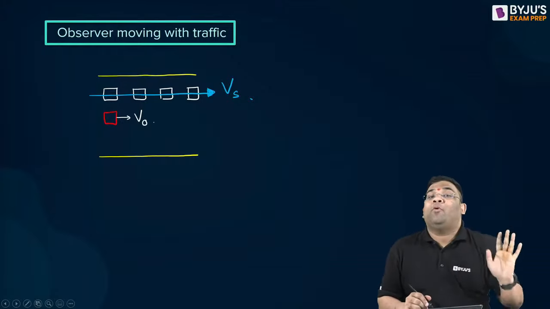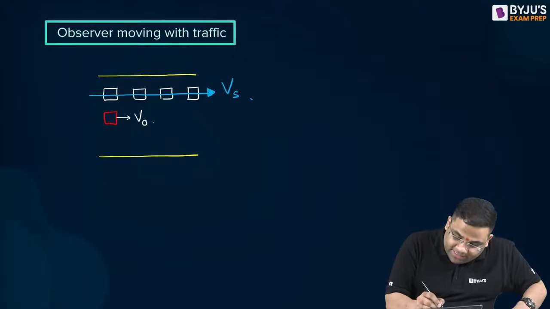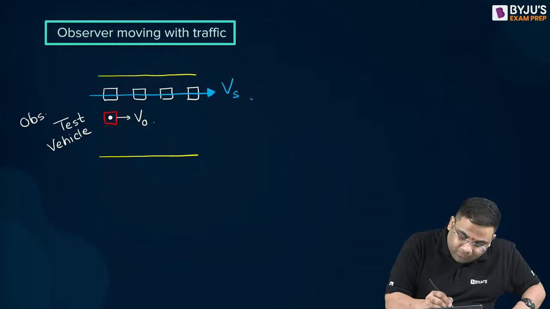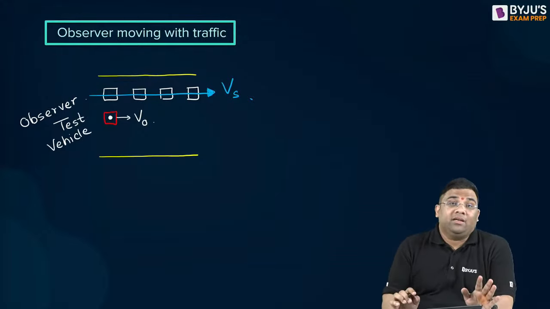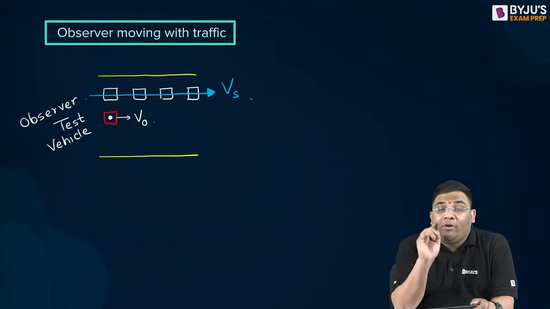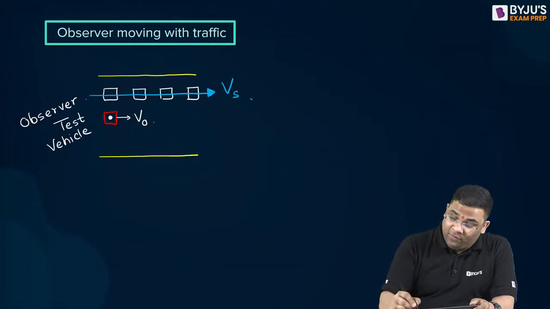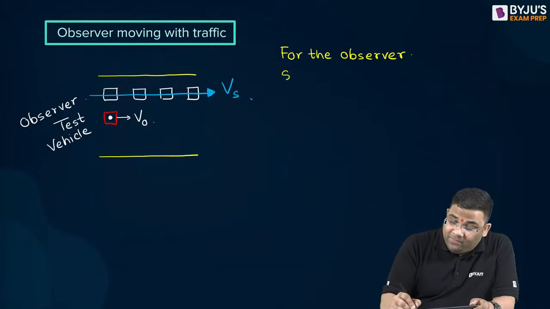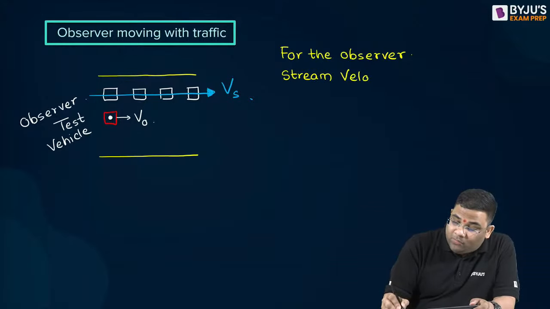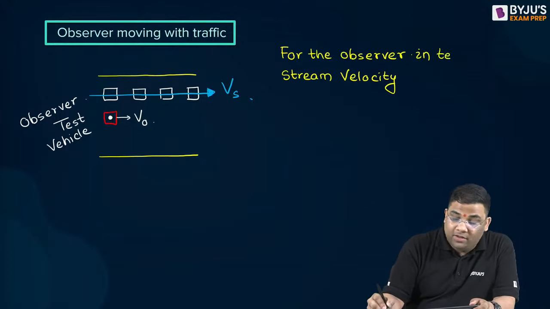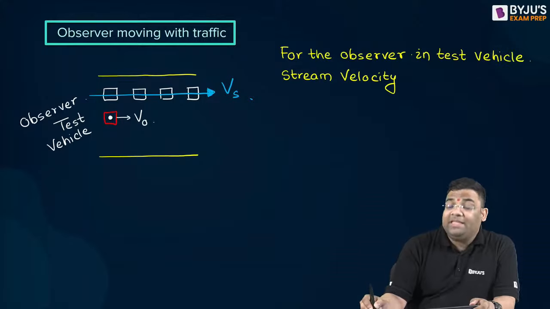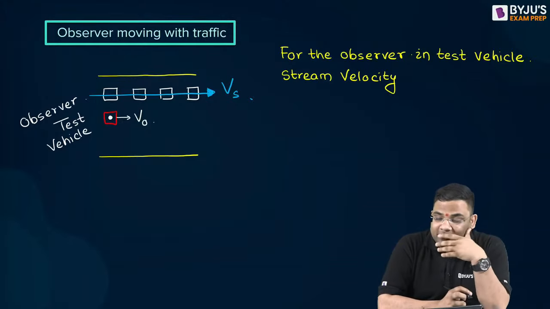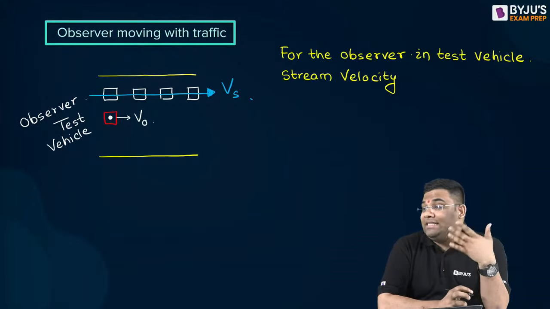Now, from the observer point of view, the observer is sitting inside the test vehicle. So for the observer, can you tell what will be the stream velocity? For the observer in the test vehicle, what will be the stream velocity? Here you have to introduce the concept of relative velocity. Please tell, for the observer in the test vehicle, what is the stream velocity?